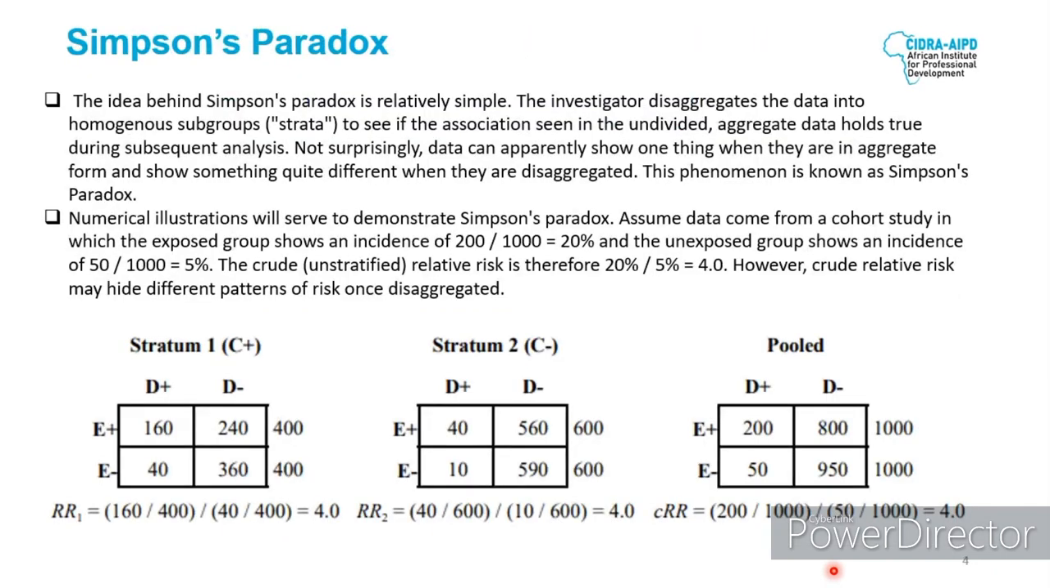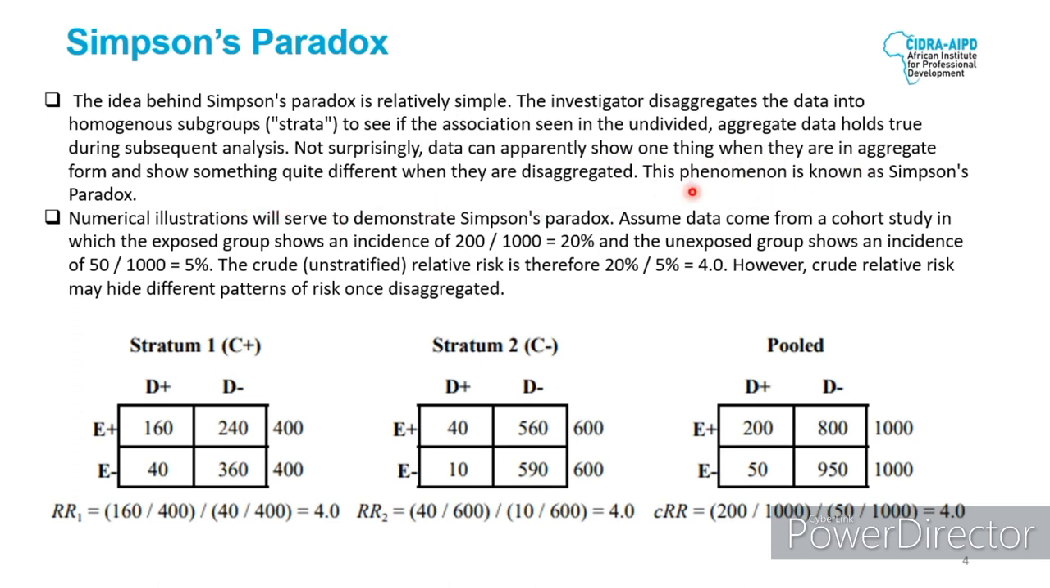Before we start with Mantel-Haenszel procedures, let us know what Simpson's paradox is. The idea behind Simpson's paradox is relatively simple. The investigator disaggregates the data into homogeneous subgroups or strata to see if the association seen in the undivided aggregate data holds true during subsequent analysis. Not surprisingly, data can apparently show one thing when they are in aggregate form and show something quite different when they are disaggregated. This phenomenon is known as Simpson's paradox.